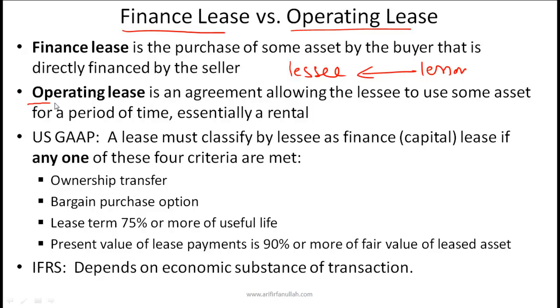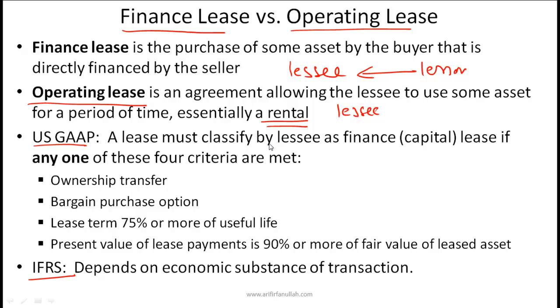An operating lease, which is essentially what we were referring to on the previous slide, is an agreement allowing the lessee to use some asset for a period of time. So essentially this is a rental agreement. Now, as you can imagine, from a lessee perspective, he will always prefer an operating lease because of all the advantages that I showed you on the earlier slide. But accounting rules, both US GAAP and IFRS, present some guidelines based on which companies are supposed to categorize a lease either as finance or operating lease.